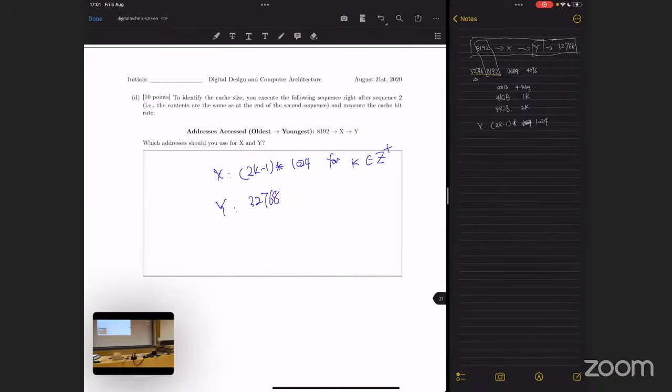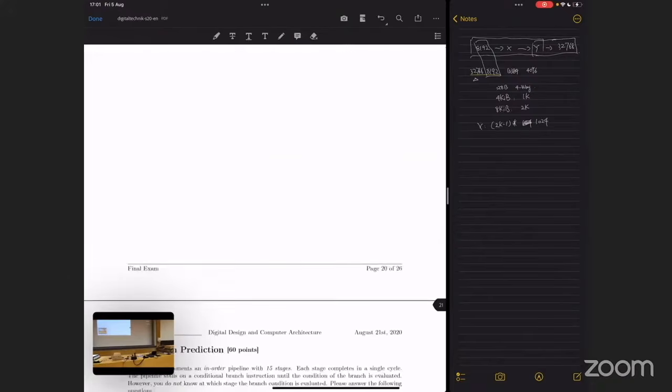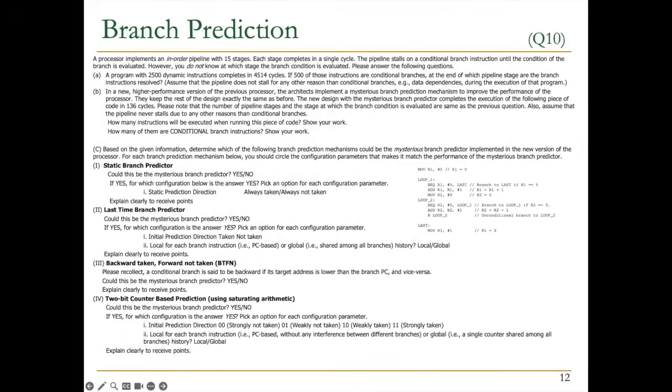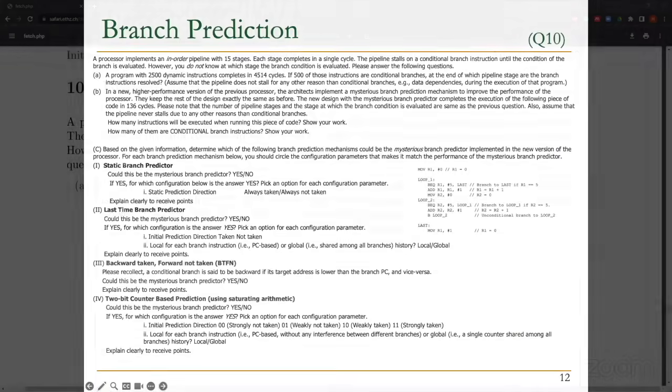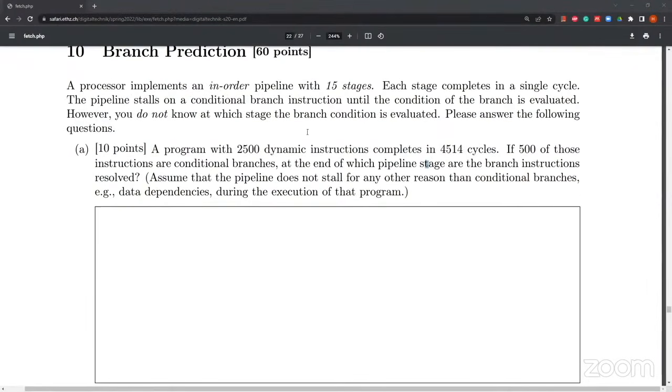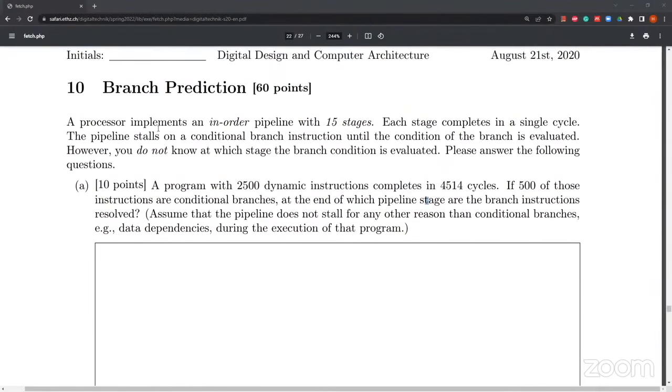Okay, so that solves all the cache problems. Is there any question about this? Okay, so the next question is on branch prediction. I will very quickly read the question.